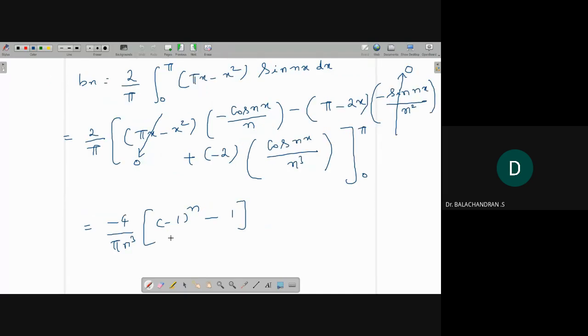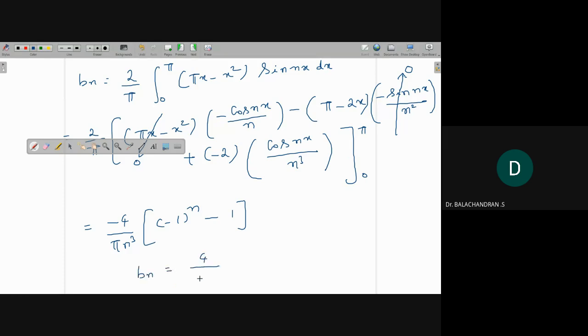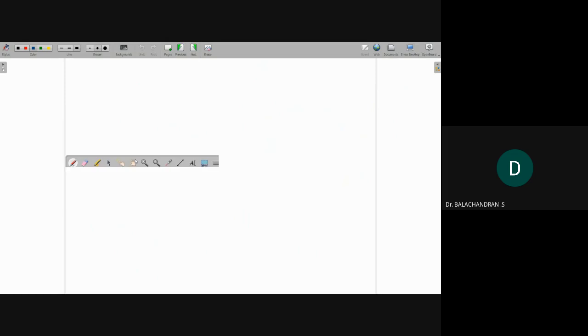So I took minus 1 commonly. If I took minus 1 commonly, we have Bn equal to 4 divided by pi n cube into 1 minus of minus 1 whole power n. So this is your Bn. When n is even, 1 minus 1 is 0. When n is odd, this is 2, totally 2 into 4, 8 by pi n cube.